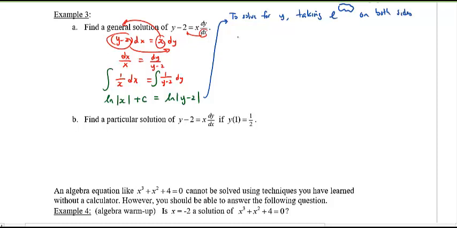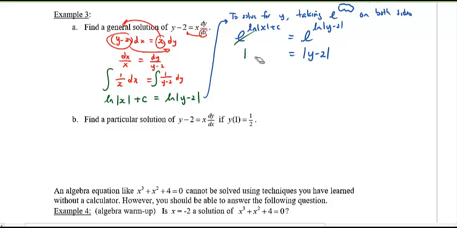So watch please. E to the ln of the absolute value of x plus c, that plus c is part of the exponent, is equal to e to the natural log of y minus 2. Now, when we do this, let's do the right hand side first. E and natural log, they are inverse functions, so we're just left with, that's right, the absolute value of y minus 2. However, for the left hand side, be careful. You cannot just eliminate and say this is equal to the absolute value of x plus c.